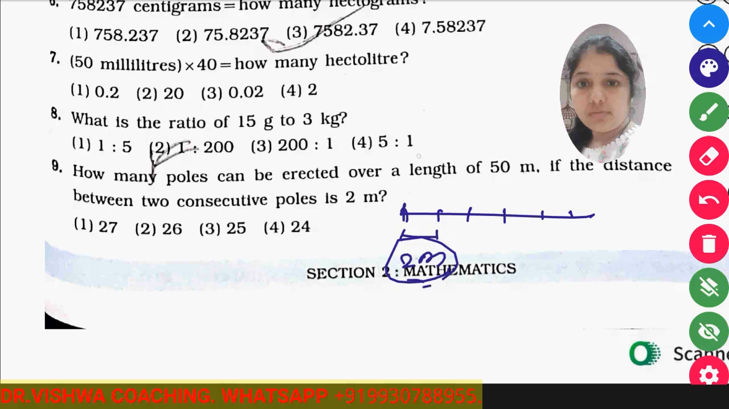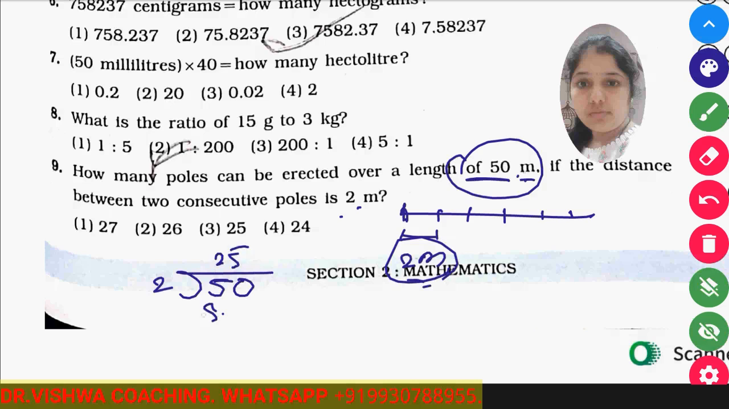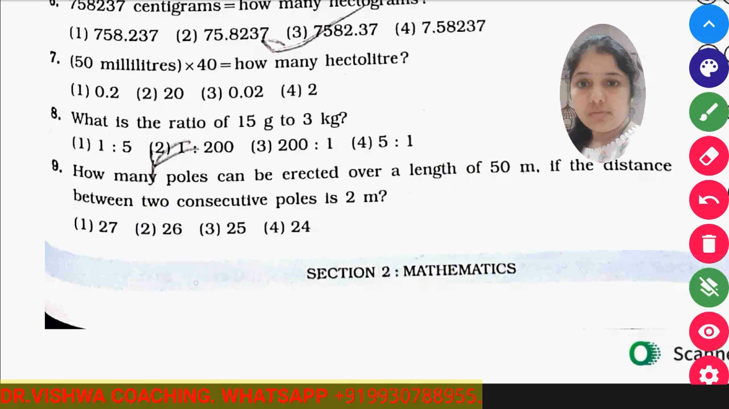So first we have to calculate how many segments can be formed in between these 50 meters. So how will you calculate? 50 divided by 2, because both units are the same. So 25 is your answer. Okay. Now, are there 25 poles in between these 50-meter long distance? No, because one pole is there at the other end also. So there are 26 poles. Okay. So in this way you can calculate.